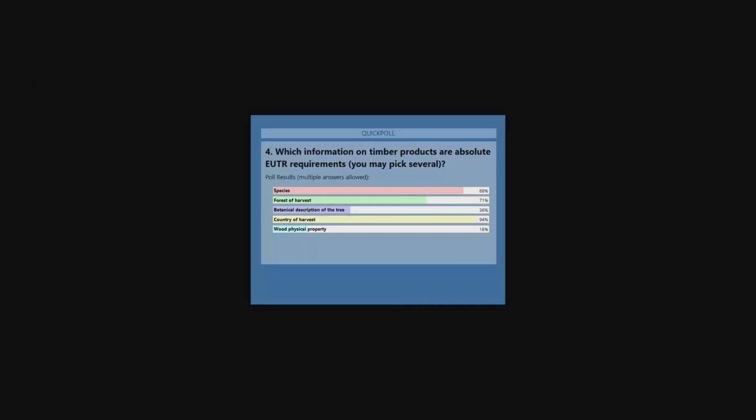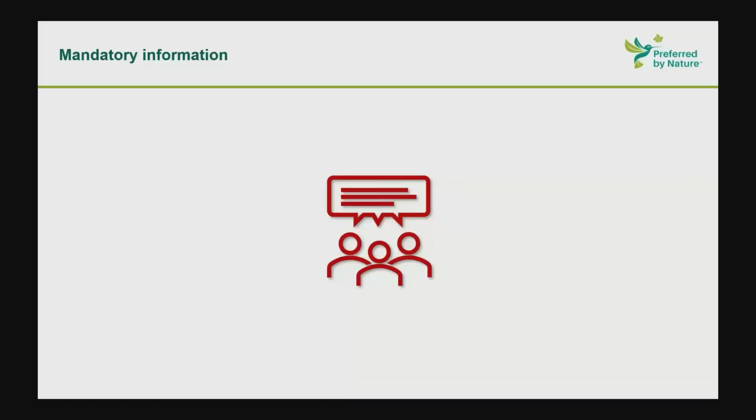Yes, okay, so there were mixed answers. So species, I think everyone agrees almost. Forest of harvest, there's a little bit of hesitation. Same for botanical description of trees. Country of harvest, that's a definite thing. And then we have a few answers for physical property. So let me walk you through. Back to the slides? Yes, okay, good.